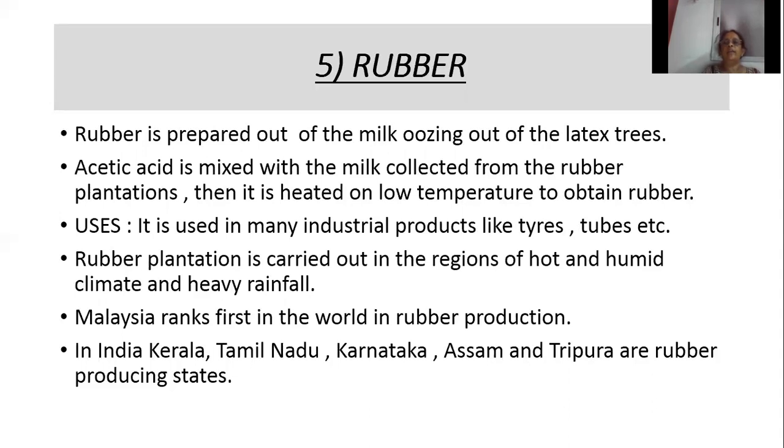The next one is rubber. Rubber is also a cash crop. Rubber is prepared out of the milk oozing out of the latex tree. So how is rubber prepared or made from that milk?